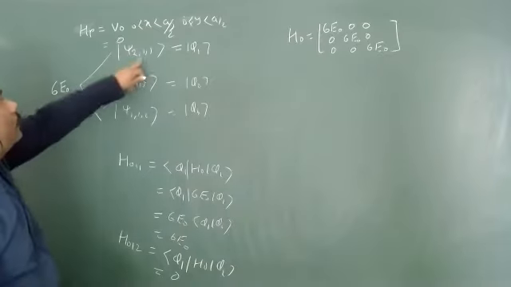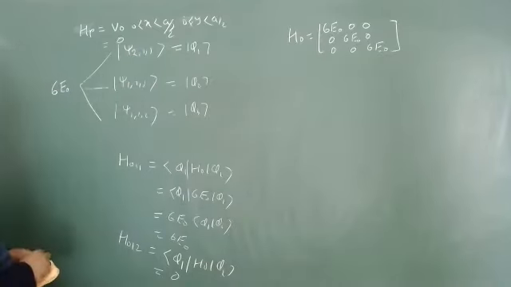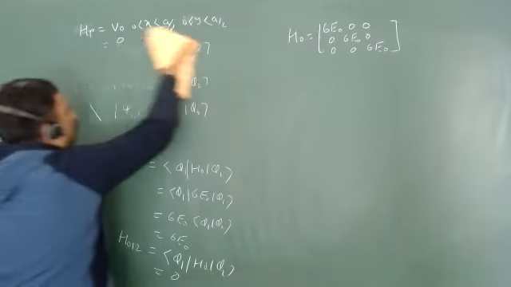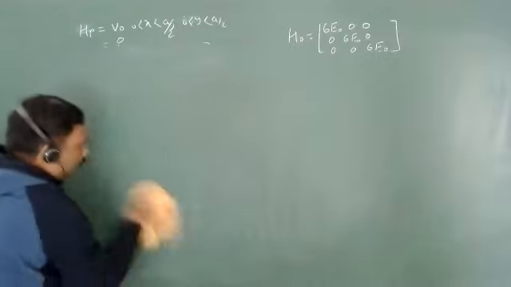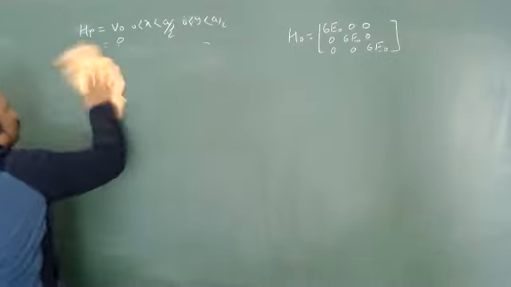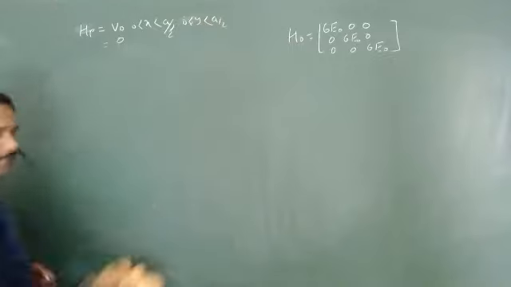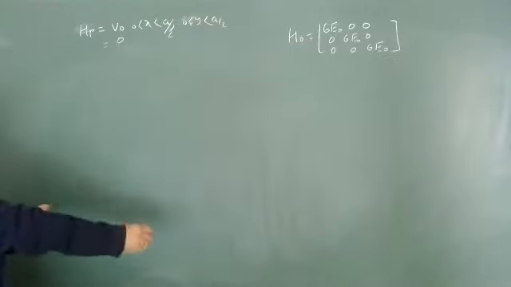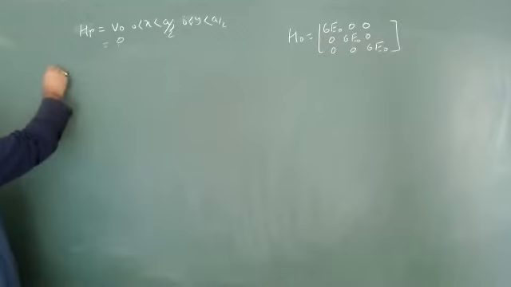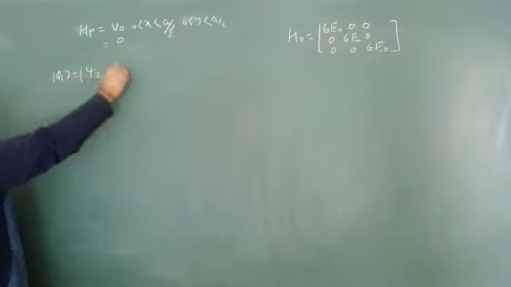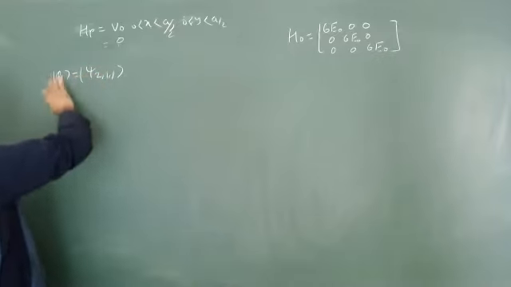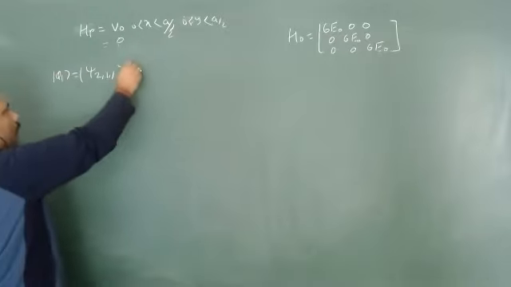Now, what is psi 211? So we have to first write all these things, then we will go to the calculation part. It will take time, so have patience. So I can write phi 1 as psi 211. This is just a notation.